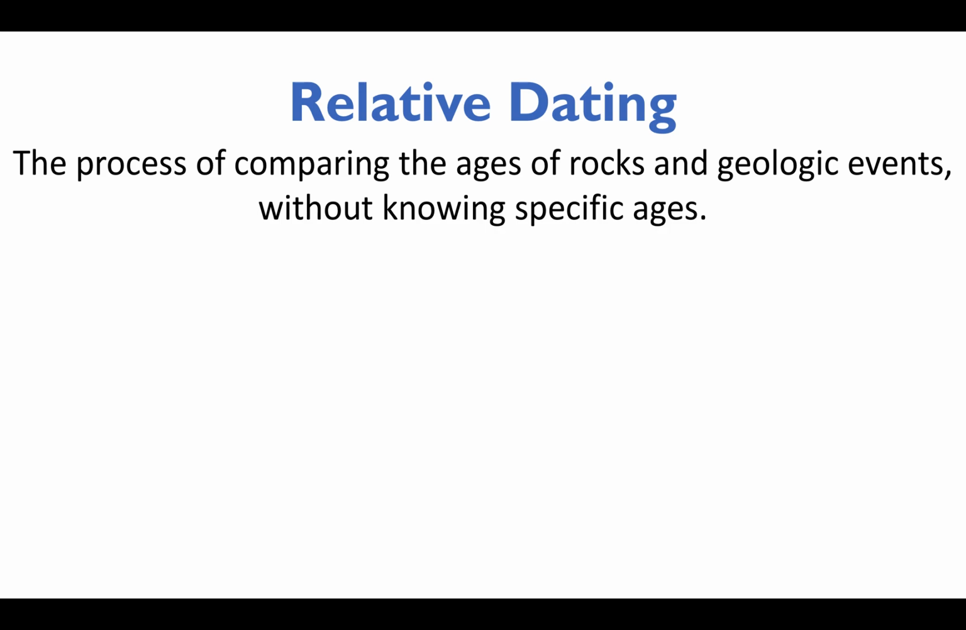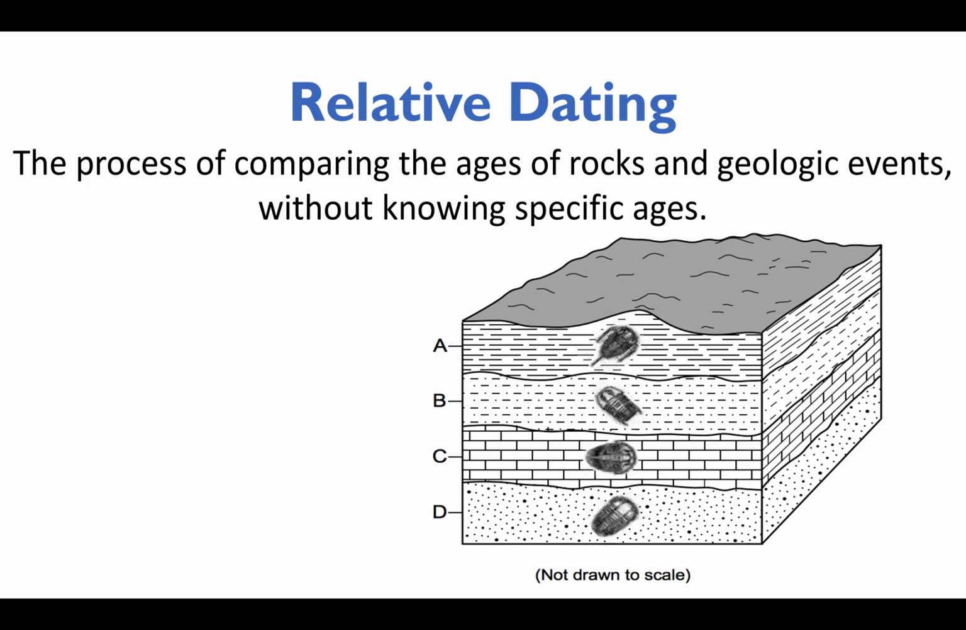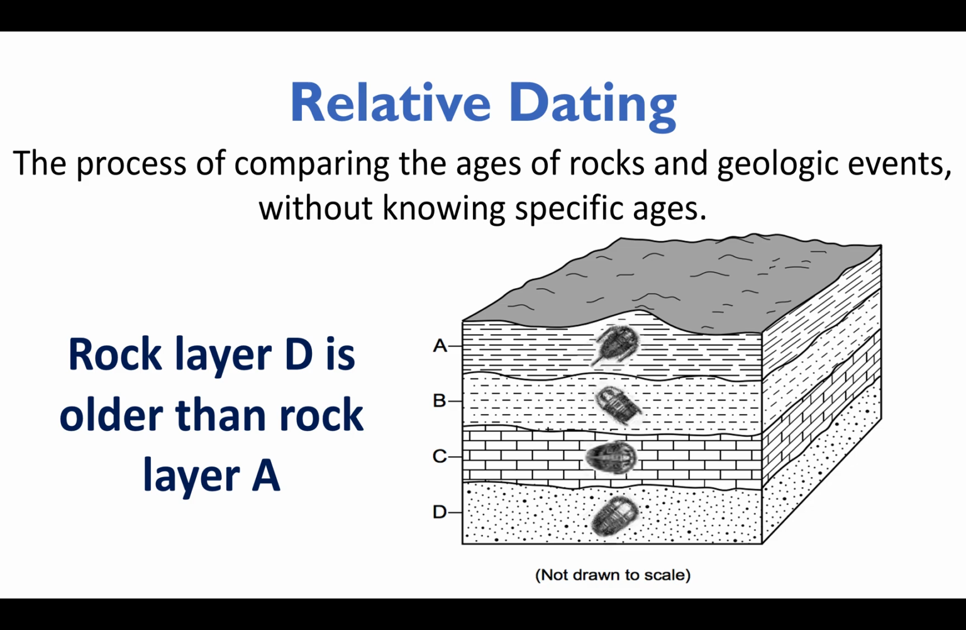So the process of relative dating is basically comparing the ages of these rocks and geologic events without knowing specific ages. So here is a very standard rock layer diagram with rock layers A, B, C, and D. And I am telling you that rock layer D is older than rock layer A. That's an example of relative dating. I'm not saying that rock layer D is 10,000 years old and rock layer A is 5,000 years old. There's no numbers involved. It's just a basic comparison: who is older, who is younger.